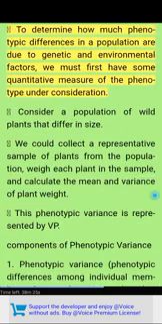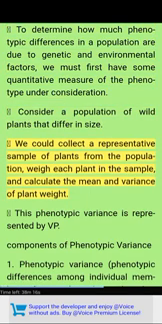Phenotypic variance. To determine how much phenotypic differences in a population are due to genetic and environmental factors, we must first have some quantitative measure of the phenotype under consideration. Consider a population of wild plants that differ in size. We could collect a representative sample of plants from the population, weigh each plant in the sample, and calculate the mean and variance of plant weight. This phenotypic variance is represented by VP.